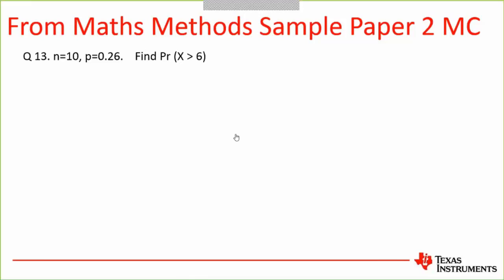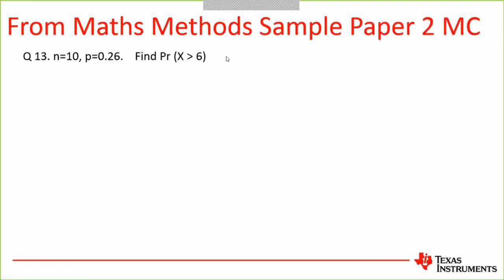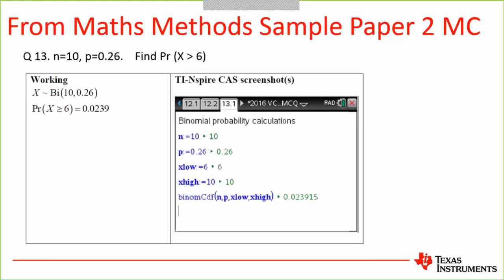But shall I say that in essence, there is a description of a binomial situation where there are 10 trials with an individual probability of success per trial of 0.26, and we want to know the probability that we get more than 6 successes. And so this is what this anonymous person put on the TI website for these solutions, and he's used a notes page, as you can see.